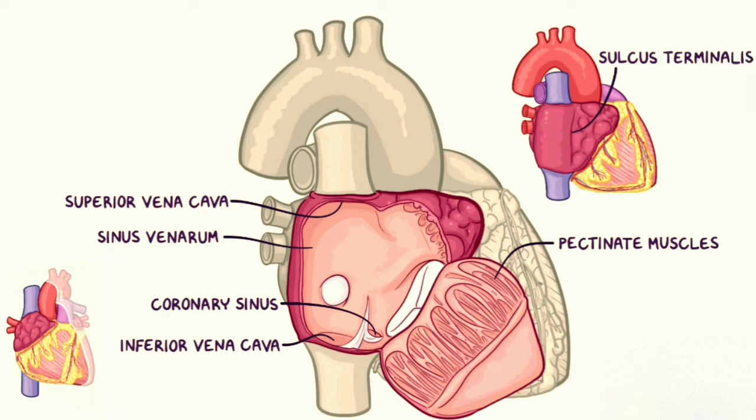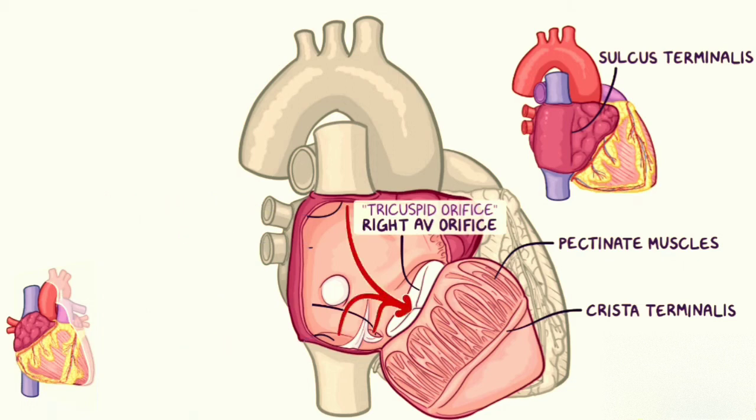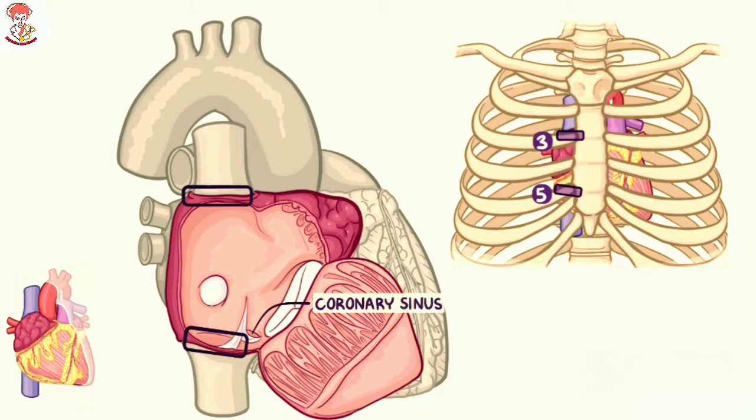Internally, the structures are separated by a vertical ridge called the crista terminalis. Inferiorly, you can also see the right atrioventricular orifice, also known as the tricuspid orifice, which is where the blood from the atrium goes into the ventricle. Now the superior vena cava enters through the superior part of the right atrium, which is roughly at the level of the third intercostal cartilage. The inferior vena cava opens inferiorly almost parallel to the superior vena cava, roughly at the level of the fifth costal cartilage. Finally, the coronary sinus opens between the tricuspid orifice and the inferior vena cava orifice.